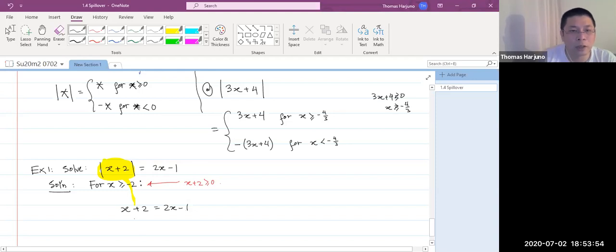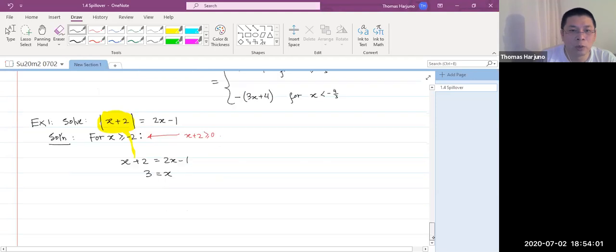Okay, and then I solve it, that's 3 equals x. But when you say 3 equals x, you need to make sure that it satisfies the requirement that x has to be greater than or equal to negative 2. x equals 3 satisfies x greater than or equal to negative 2. So this is a check here. It satisfies the requirement.